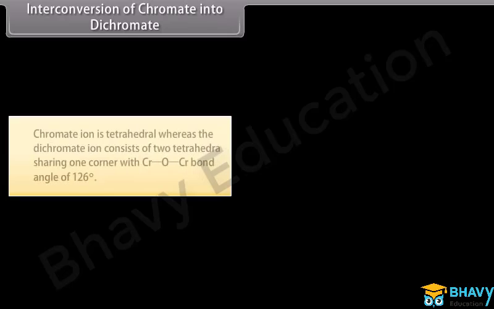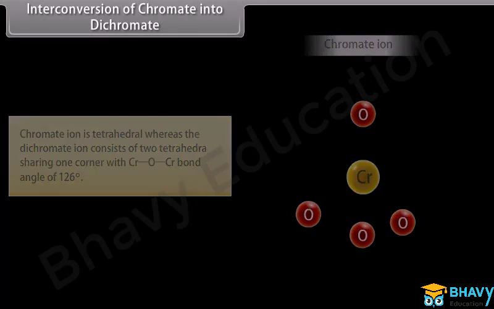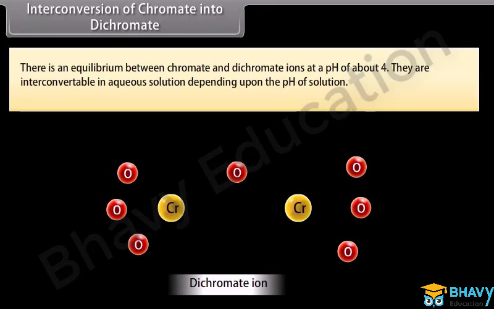Interconversion of chromate into dichromate. Chromate ion is tetrahedral, whereas the dichromate ion consists of two tetrahedra sharing one corner with chromium-oxygen-chromium bond angle of 126 degrees. There is an equilibrium between chromate and dichromate ions at a pH of about 4.